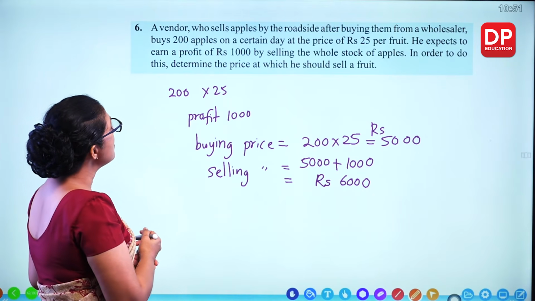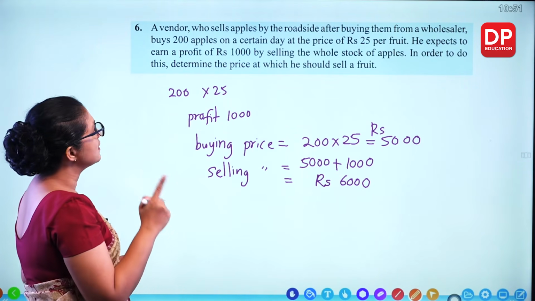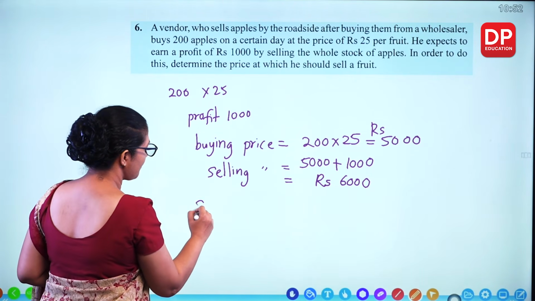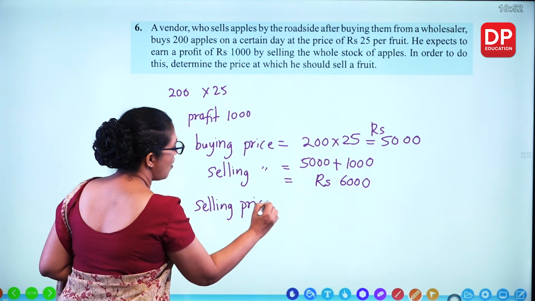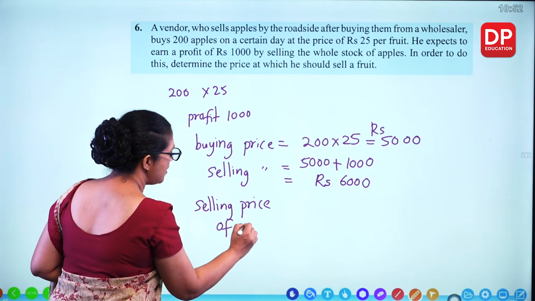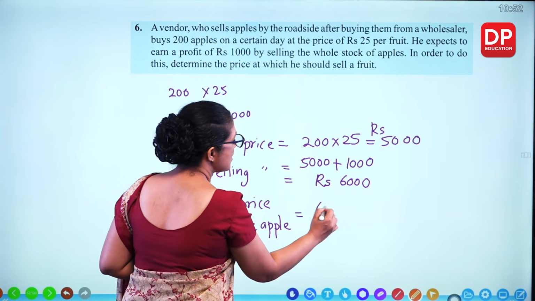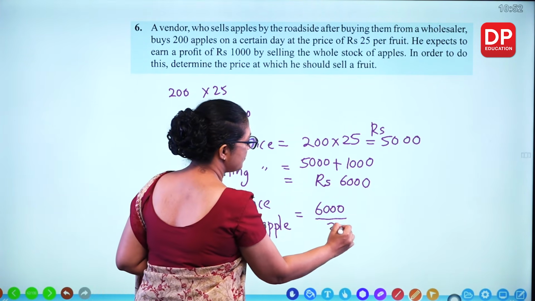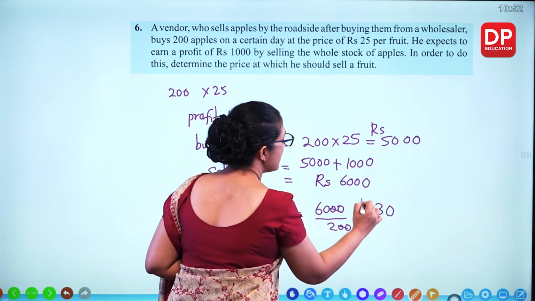Now 6,000 for how many apples? 200. So what's the selling price of one apple? So selling price of one apple is equal to 6,000 divided by 200, 30 rupees.